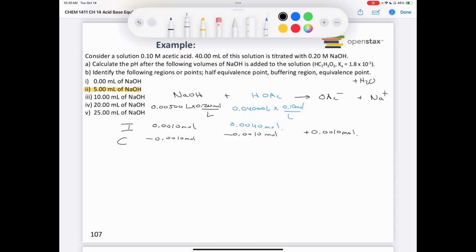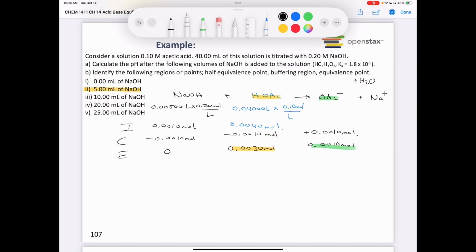I'm going to leave the sodium and the water out, because they're not pertinent to pH, and I don't want to squeeze things too much. So we have 0 here, 0.0030 moles here, and 0.0010 moles here. All right, so now we can see that all we have left over is our weak acid and its conjugate base. We have a certain number of moles of each one of those.